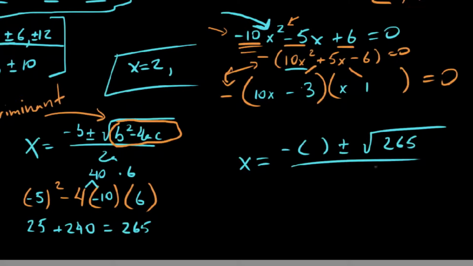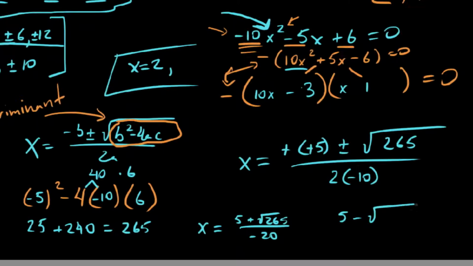So when we do quadratic formula now, we're going to say x equals negative b plus or minus radical 265 all over 2a, where a was negative 10 and b was negative 5. So we get positive 5 plus or minus radical 265 over negative 20. I'm going to write this out. Our two roots must be this: 5 plus radical 265 over negative 20, and then 5 minus radical 265 over negative 20.